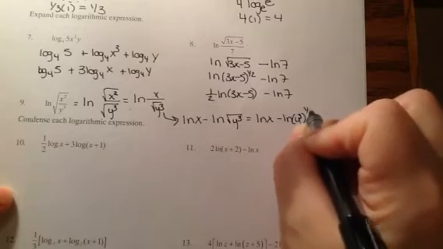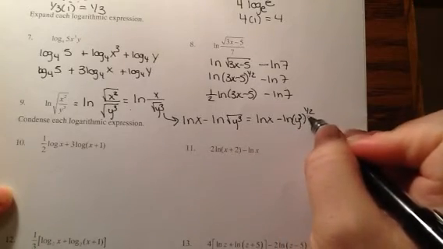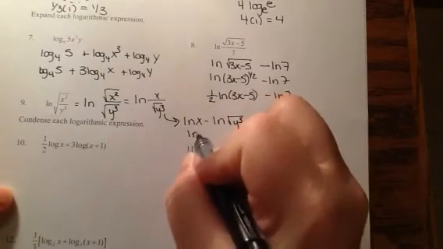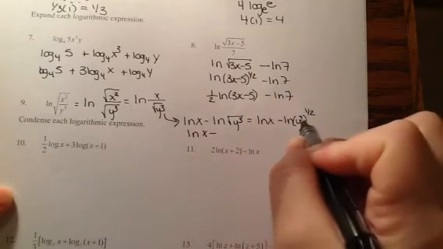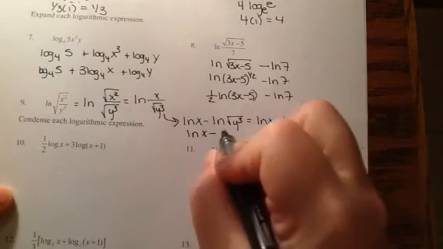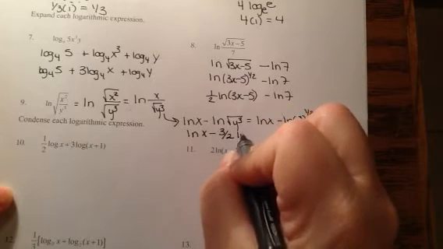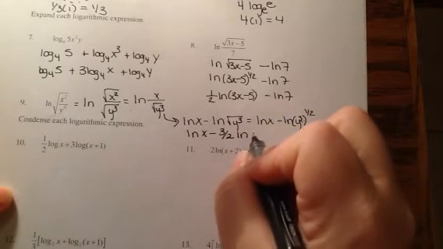the square root as the 1/2 power, and then I can multiply these two powers and drop it in front. So I'm going to have ln of x minus 3 times 1/2 is 3/2, and I'm going to drop the 3/2 in front, ln of y.